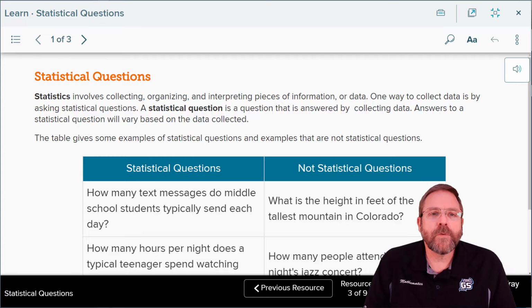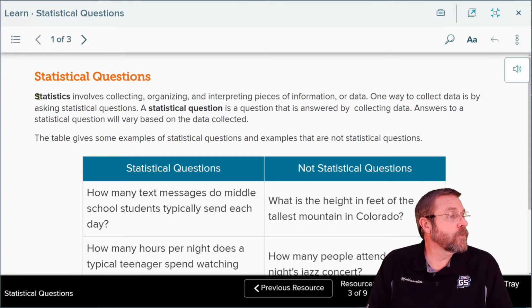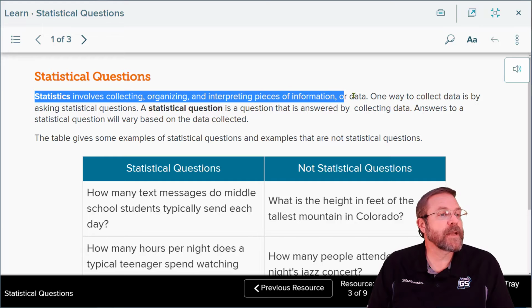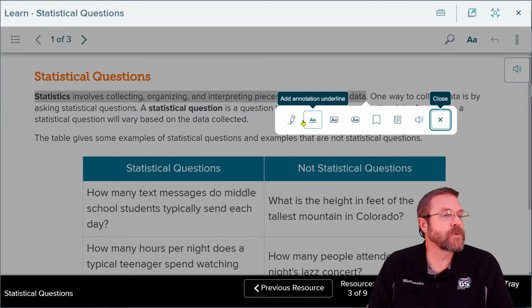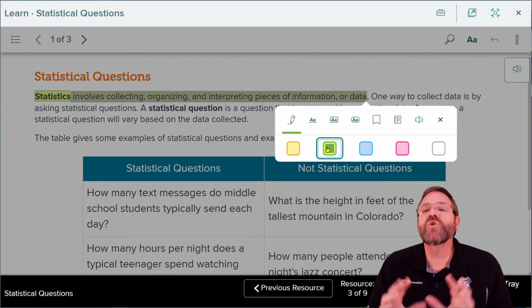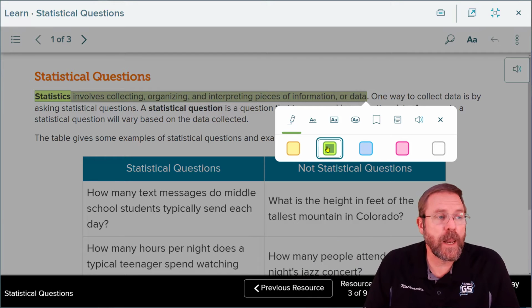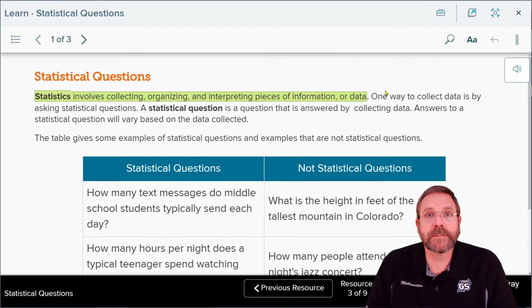We're going to start off with a couple of new definitions here for us. The first of them is statistics, which involves collecting, organizing, and interpreting pieces of information or data. This is a huge business in mathematics. Lots and lots of people make lots and lots of money working in the field of statistics.